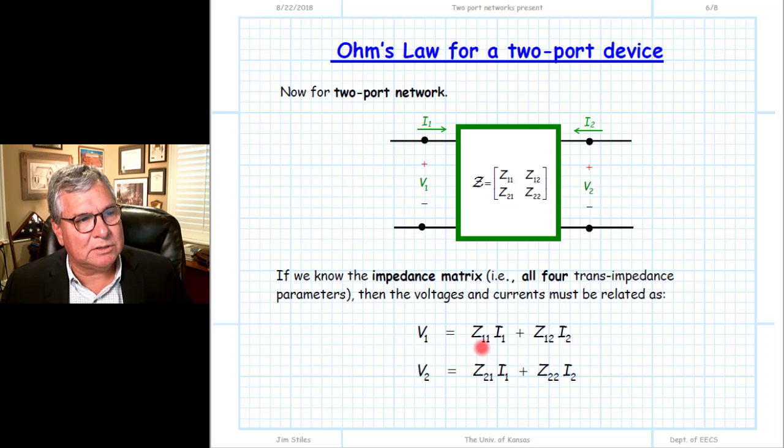These are the components. This term is the first component of V1, and this second term is the component of V1 that is due to I2, for example. So I put them all together. We have 4 equations. We have 4 unknowns, 4 complex equations. And we can go through and do our algebra and find the result for each current and each voltage.